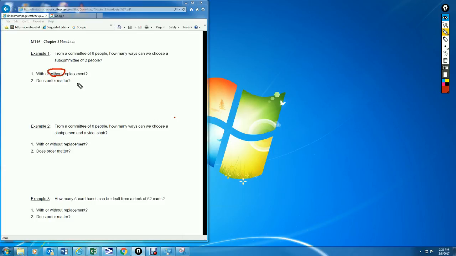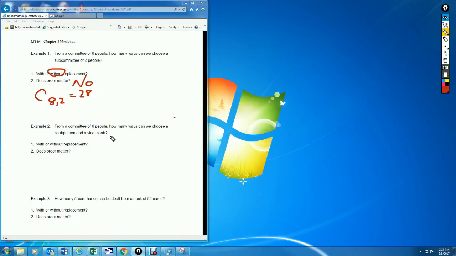Does the order matter? No, because I'm just trying to create a subcommittee, a group of 2 people. So it doesn't matter what order I pick them in. So what this tells me is that I need to do a combination, and I've got 8 total people to choose from, and out of them I want to select 2. So go ahead, do that on your calculator. Pause. You should find that it equals 28.